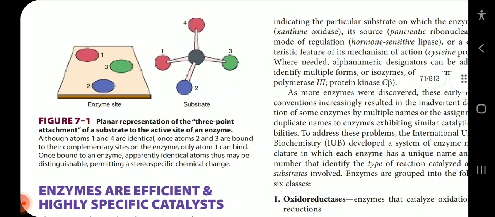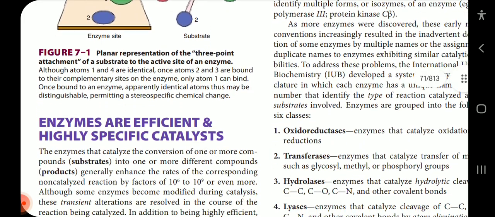So in the figure, we can see the planar representation of 3-point attachment of a substrate to the active site of an enzyme. Although atoms 1 and 4 are identical, once atoms 2 and 3 are bound on the complementary sites on the enzyme, only one atom can bind. Once bound to an enzyme, apparently identical atoms thus may be distinguishable, permitting stereospecific chemical change.